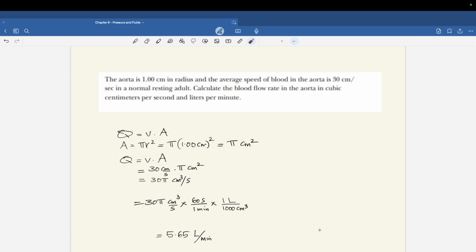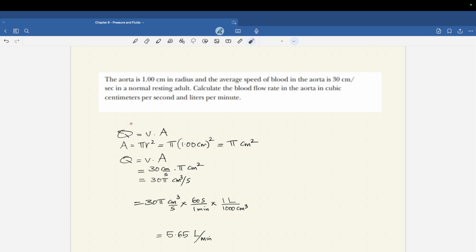The aorta is 1.00 centimeter in radius, and the average speed of blood in the aorta is 30 centimeter per second in a normal resting adult. Calculate the blood flow rate in cubic centimeters per second and liters per minute. Okay, so you have the radius of the aorta and you have the speed in centimeter per second. We are asked to find the blood flow rate. That means we have to find the quantity of blood flowing, the volume flowing. Okay, how much volume?